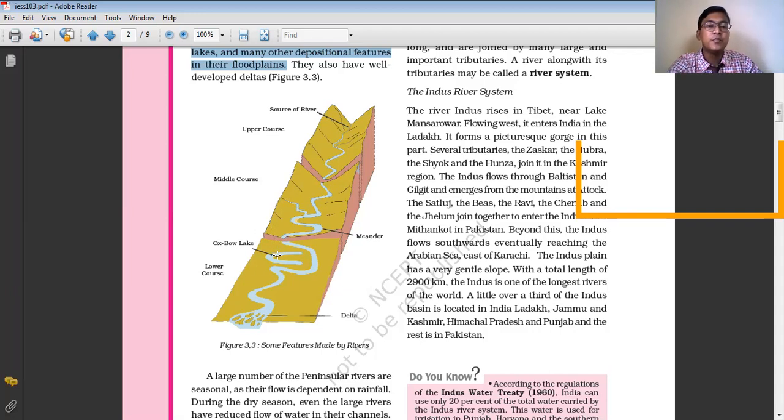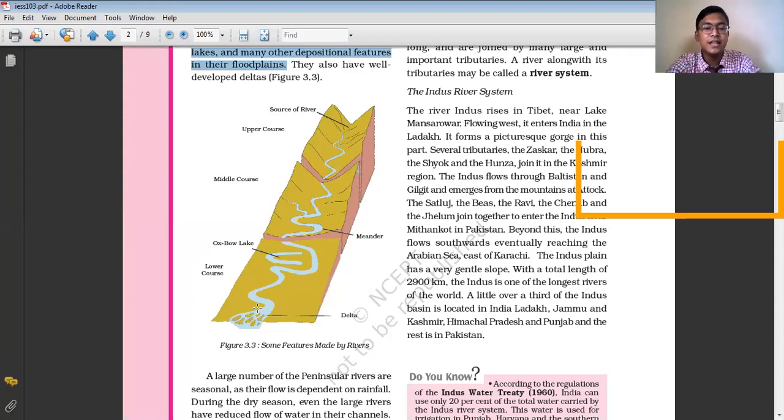It is an important characteristic of the Himalayan rivers in the lower course. Before the rivers drain into the Bay of Bengal or the Arabian Sea, before joining the oceans, they deposit all the sediments they have brought, at the mouth of the river. A very marshy area is formed, and this marshy area is known as the delta.